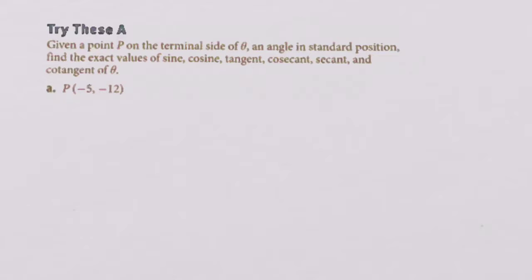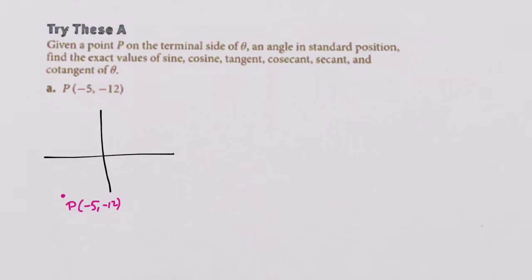The first step in solving this problem is you are going to want to draw the x and y axis. So here's my x and y axis, and then we want to go ahead and just plot the point. When we plot the point -5, -12, that is in quadrant 3, so we're going to say it's right there, and that's going to be point P, which is -5, -12.